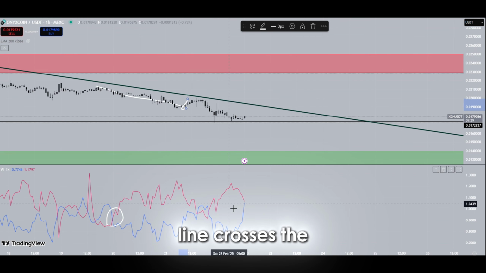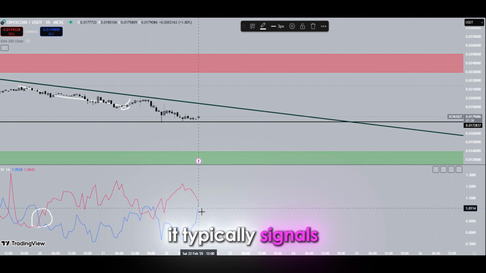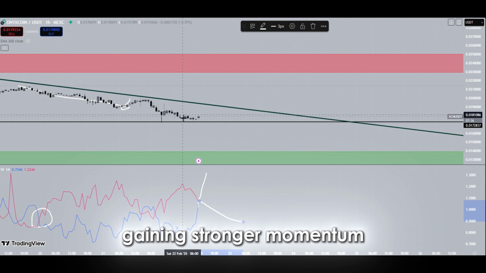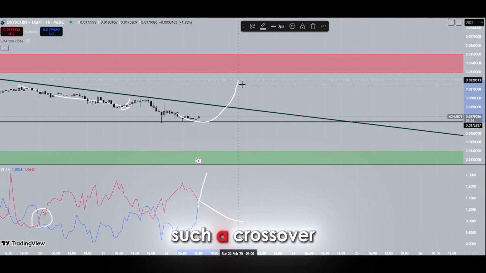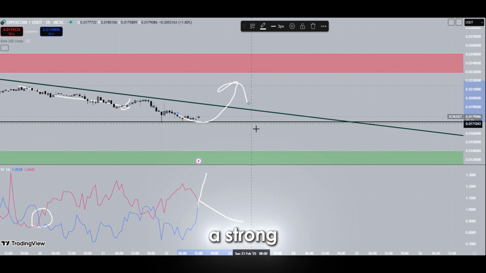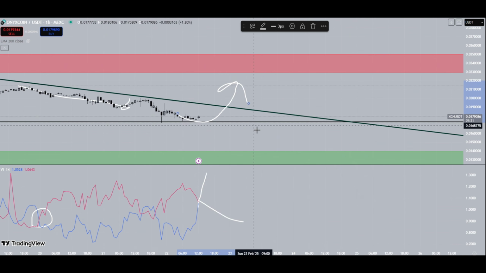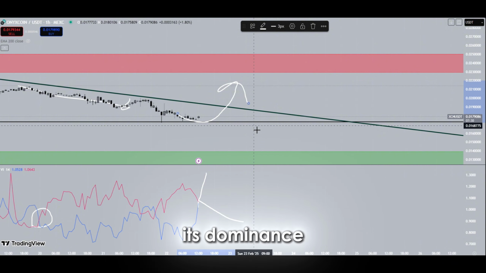If the blue line crosses the red line upwards, it typically signals that the market is about to move upward and buyers are gaining stronger momentum. Such a crossover could potentially indicate a strong upward movement, increasing the likelihood of the price starting to rise. The longer the blue line maintains its dominance, the stronger the upward move will likely be.